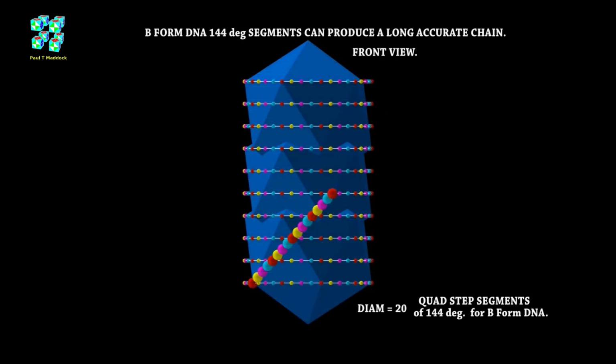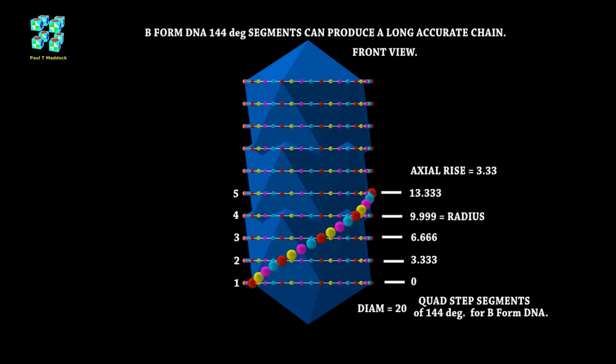Now in front you can see we have another quad step arrangement, and this is a 144 degrees arrangement. Now there's something amazing about this as well. The 40 ball rings fit perfectly onto strings of icosas, a stack of icosas as shown. And something interesting, if you look at ring 4, we show a reading of 9.999. This is as good as 10. And this is exactly the radius of the BDNA.